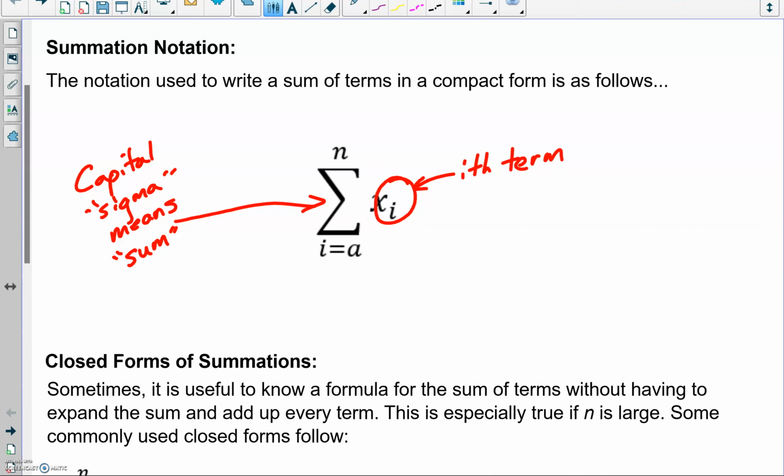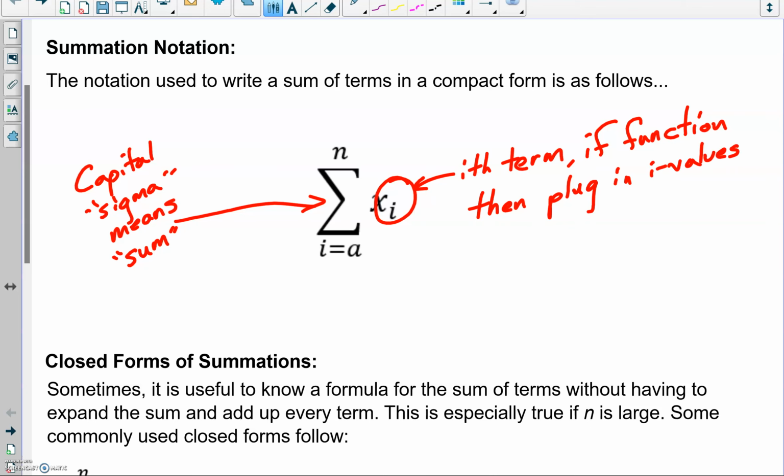And if it's a function, then you're going to plug in some I values. And the way this I value will work is down below here. You see this I. This is the index. Now keep in mind they use different letters sometimes for the index. Sometimes you'll see a K. Sometimes you might even see the N being the index variable. But here you're going to see I. So I is the index.